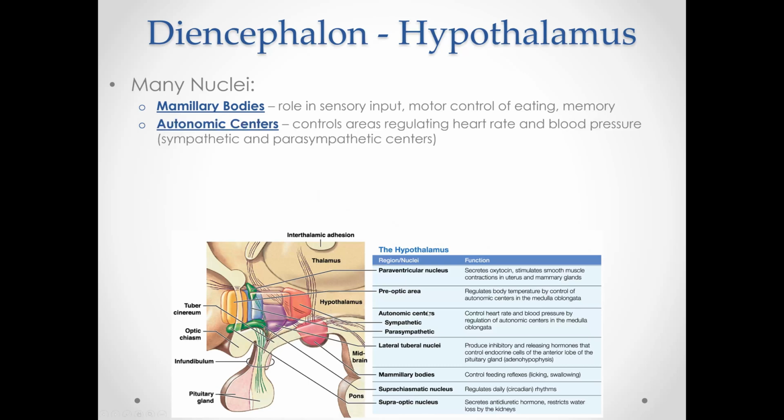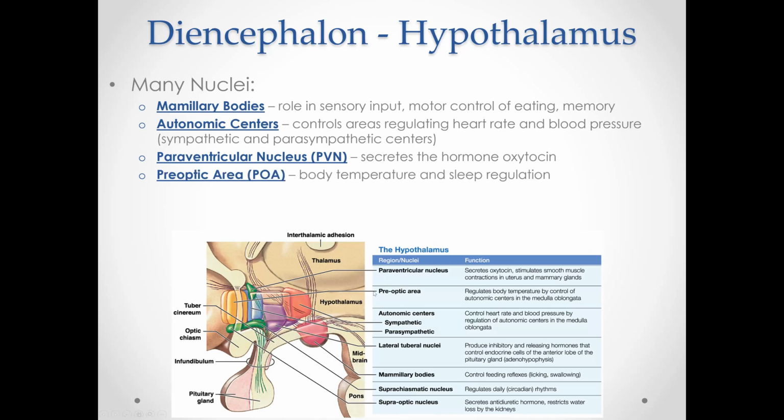You also have autonomic centers, which are shown here in the orange and blue. These control areas that regulate heart rate and blood pressure. Basically, these are the control centers for the sympathetic and parasympathetic divisions of the nervous system. So we're going to talk more about these guys in chapter 16. You also have the paraventricular nucleus, which is shown in this small green one up here at the top. The paraventricular nucleus secretes the hormone oxytocin, which we'll talk more about in A&P2.